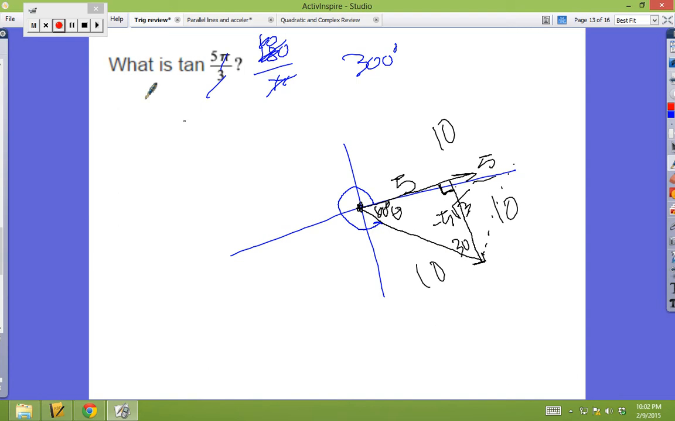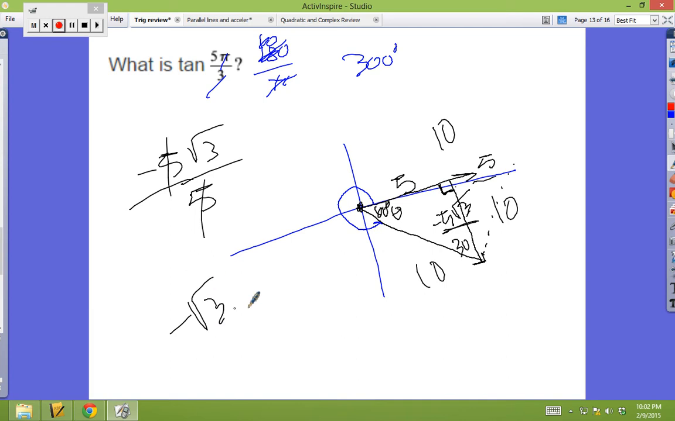Okay, the tangent. Tangent is the opposite over the adjacent. The opposite is negative 5 square roots of 3. And the adjacent is 5. And so you just have a negative square root of 3.